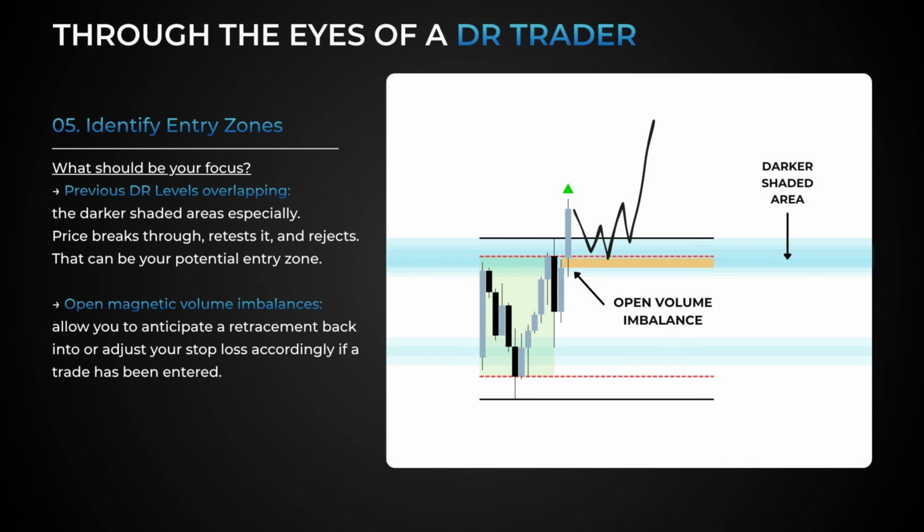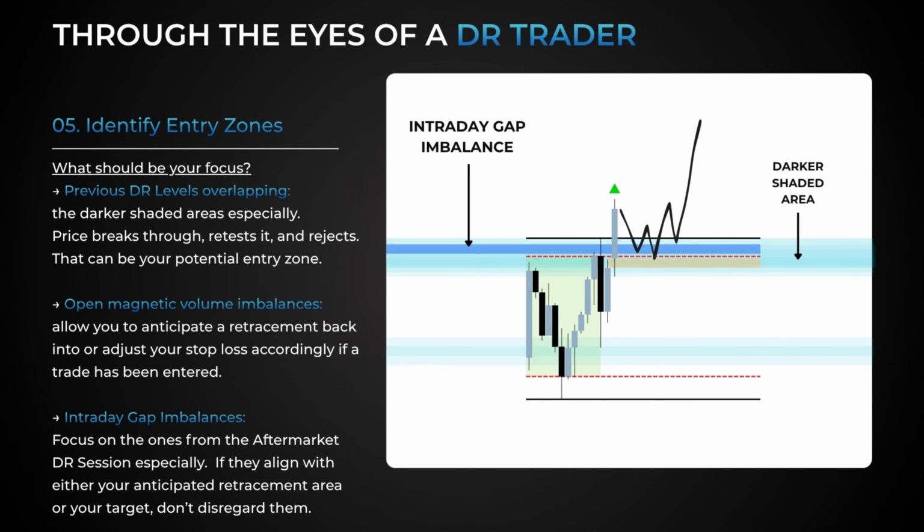Open magnetic volume imbalances sitting just around your entry level allow you to anticipate a retracement back into or adjust your stop loss accordingly if a trade has been entered. Intraday gap imbalances, especially those from the aftermarket DR session, often tend to act as barriers for price, and if they align with either your anticipated retracement area or your target, don't disregard them.